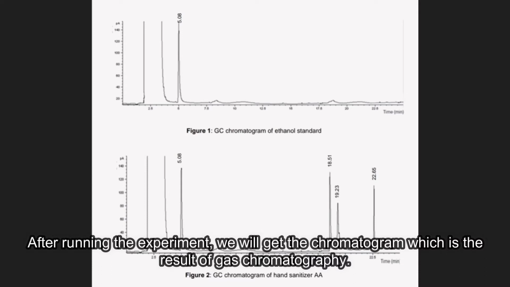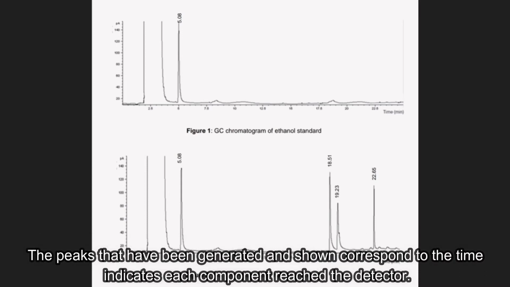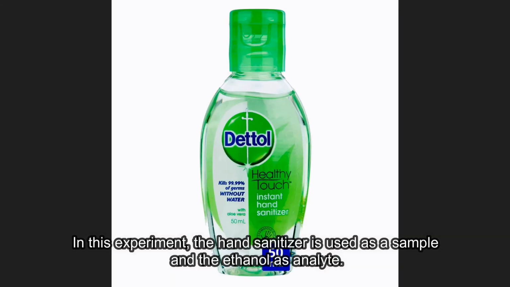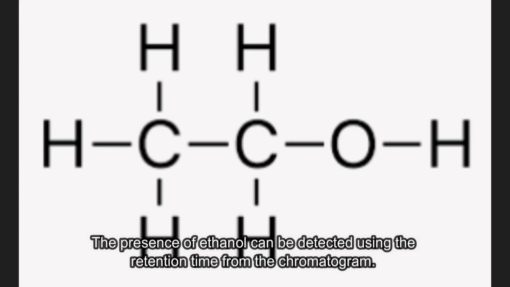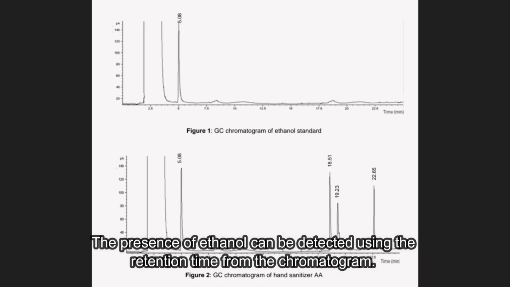After running the experiment, we will get the chromatogram, which is the result of gas chromatography. The peaks that have been generated and shown correspond to the time each component reached the detector. In this experiment, the hand sanitizer is used as a sample and ethanol as analyte. The presence of ethanol can be detected using the retention time from the chromatogram.